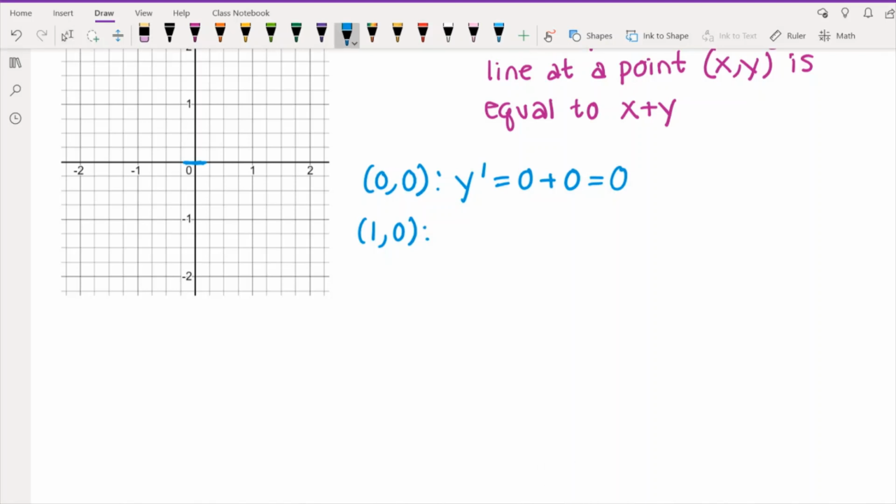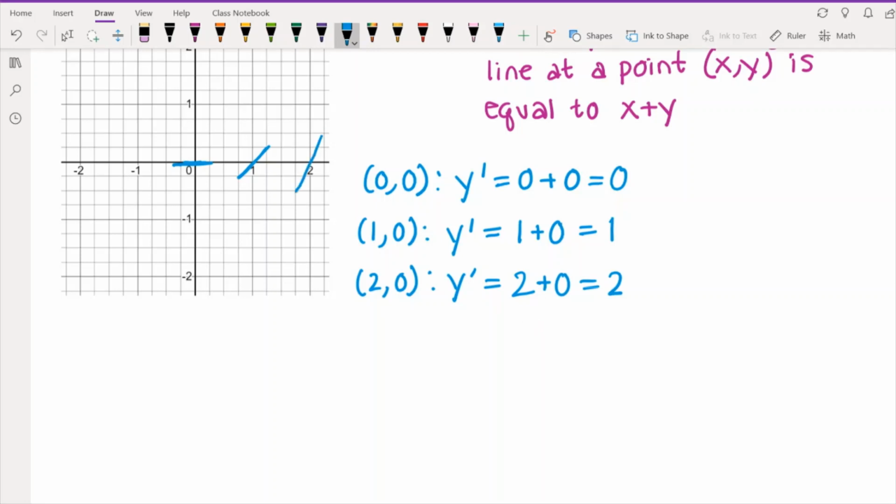Okay, so what about 1, 0? If we go to the point 1, 0, y prime is supposed to equal the x coordinate plus the y coordinate, which is 1. And so that means that if we have a solution to this differential equation that passes through the point 1, 0, it should have a slope of 1. So I'm just going to draw that in here. Maybe I'll make this one a little bigger too, just to emphasize it. Okay, what about the point 2, 0? Well, if you have a point on the graph that goes through 2, 0, then the slope should be equal to 2 plus 0, which is 2. And so a slope of 2 is going to look more like this. And maybe let me make that a little smaller.